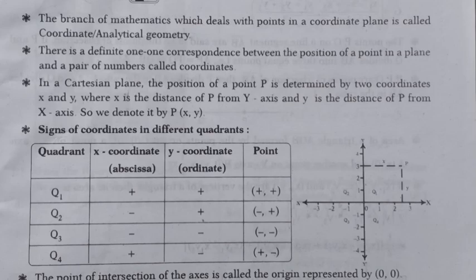We are discussing now coordinate geometry, 10th class. The branch of mathematics which deals with points in a coordinate plane is called coordinate geometry. Also, we can call it analytical geometry. There is a definite one-one correspondence between the position of a point in a plane and a pair of numbers called coordinates.